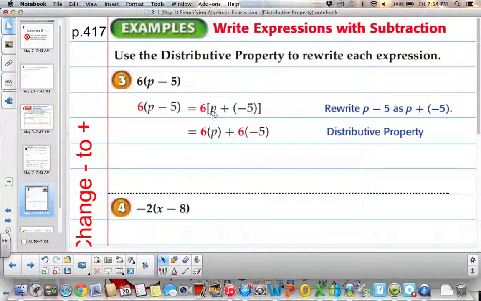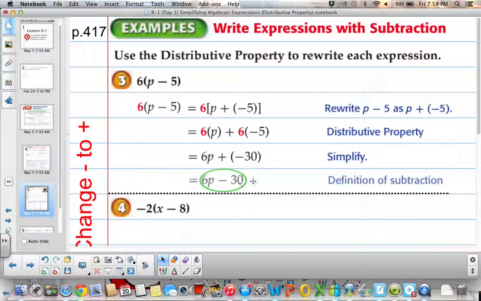We have 6 times p plus 6 times negative 5. That's using our distributive property. And then we have 6p plus negative 30. So then we would rewrite it as 6p minus 30, because plus negative is the same as subtracting the positive.